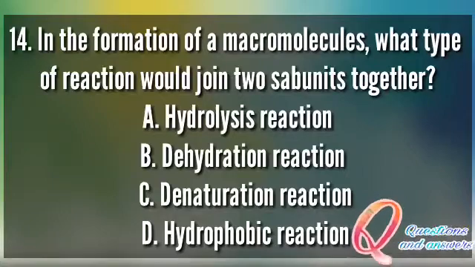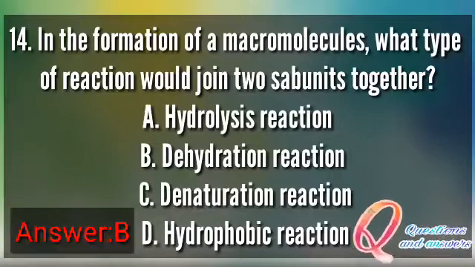Question number 14. In the formation of a macromolecule, what type of reaction would join two subunits together? A. Hydrolysis reaction, B. Dehydration reaction, C. Denaturation reaction, D. Hydrophobic reaction. Answer: B. Dehydration reaction. Explanation: two subunits or monomers are joined together by dehydration or condensation reaction.